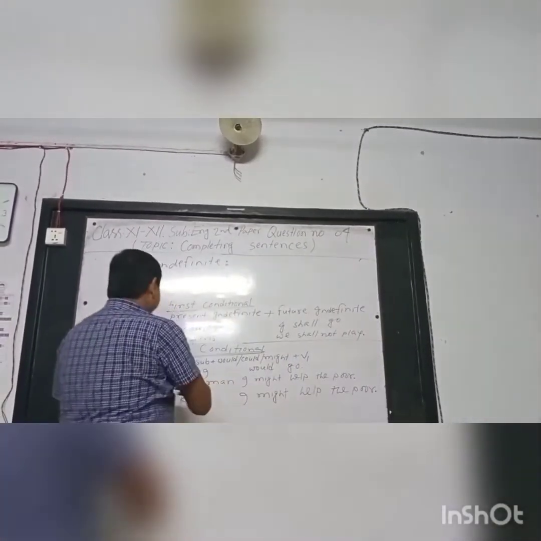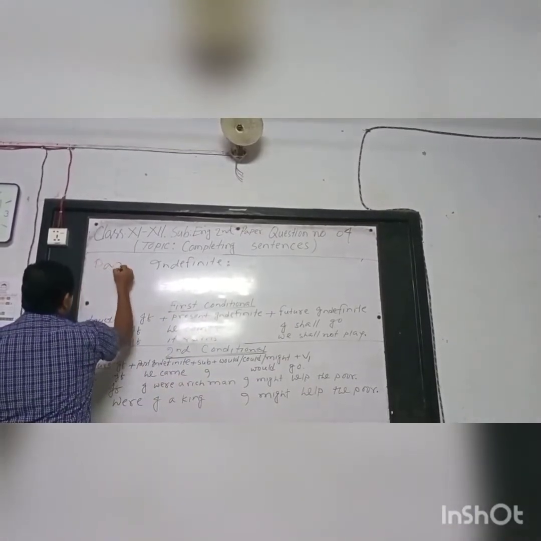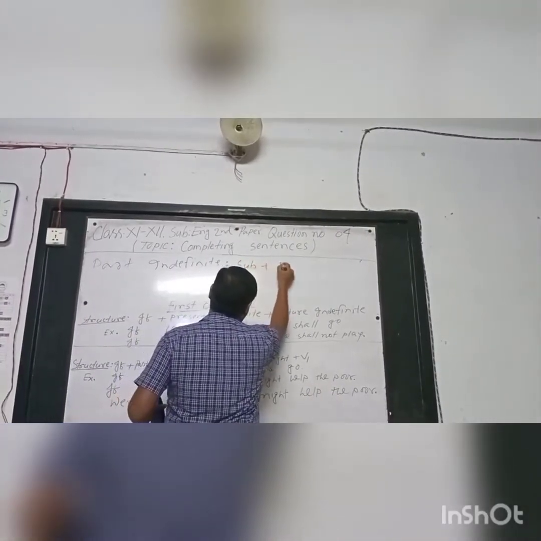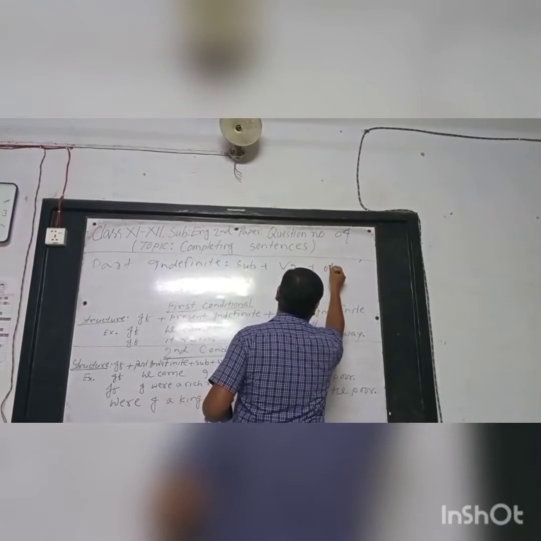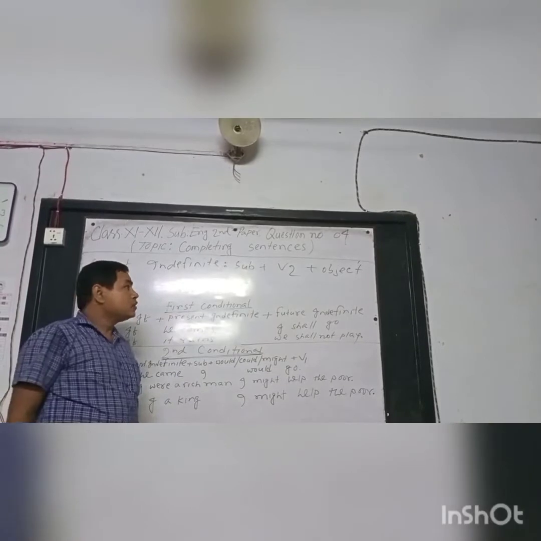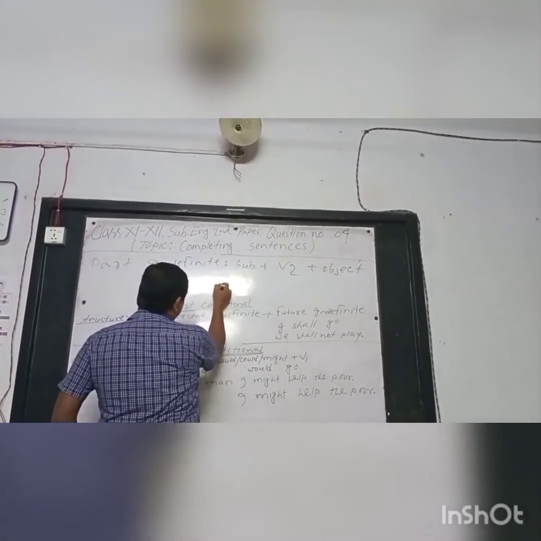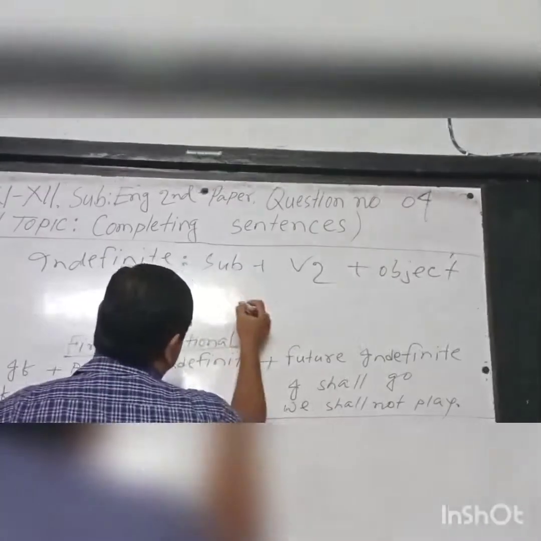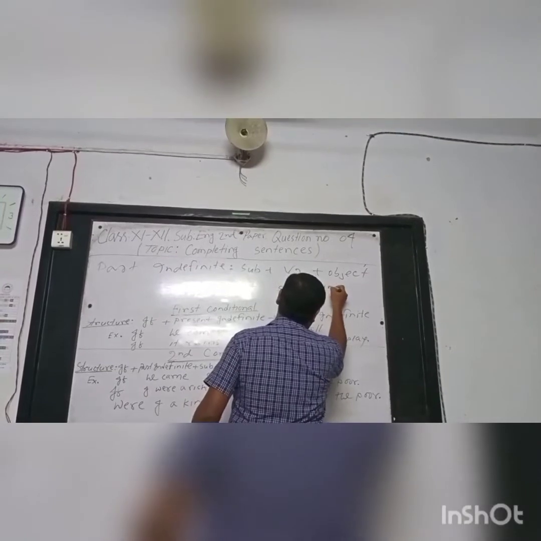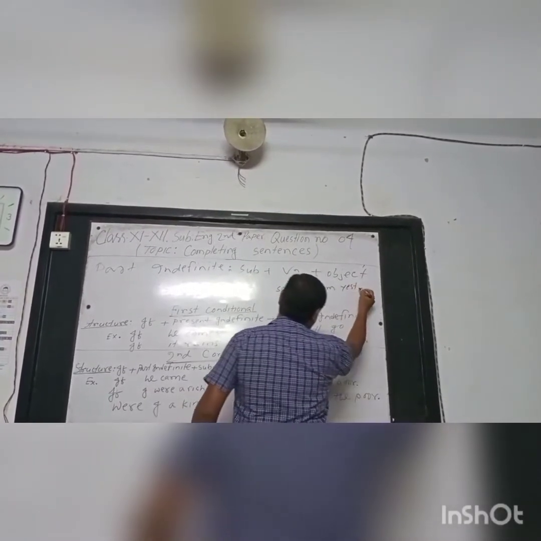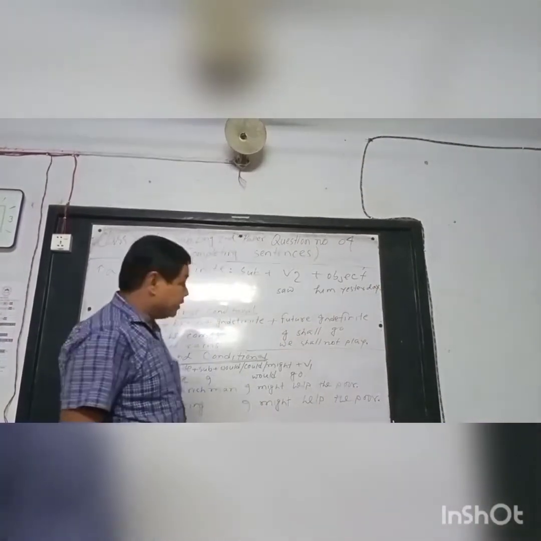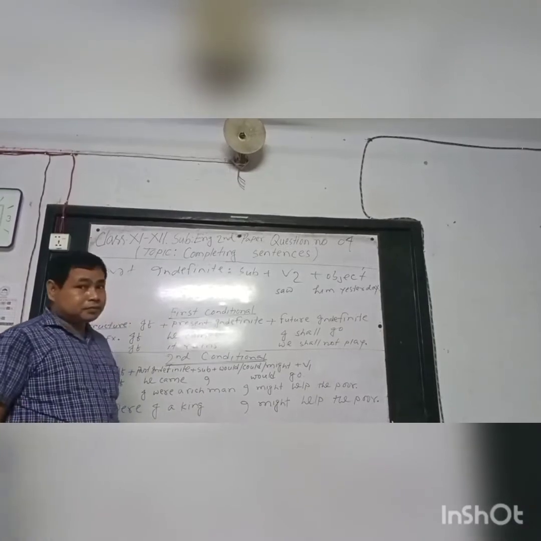Then past indefinite. What's the structure? Subject plus V2 plus object. As for example, I saw him yesterday.